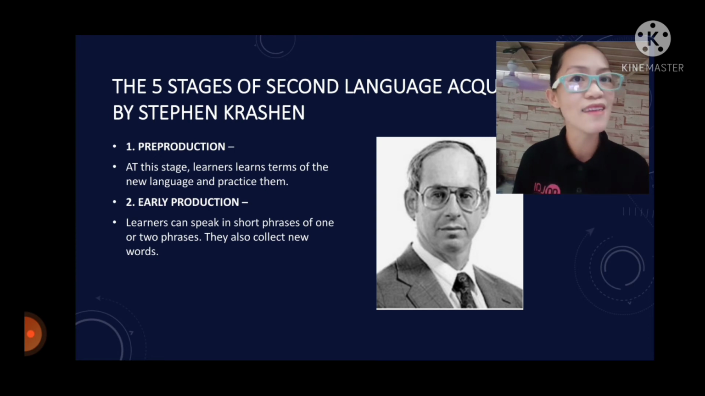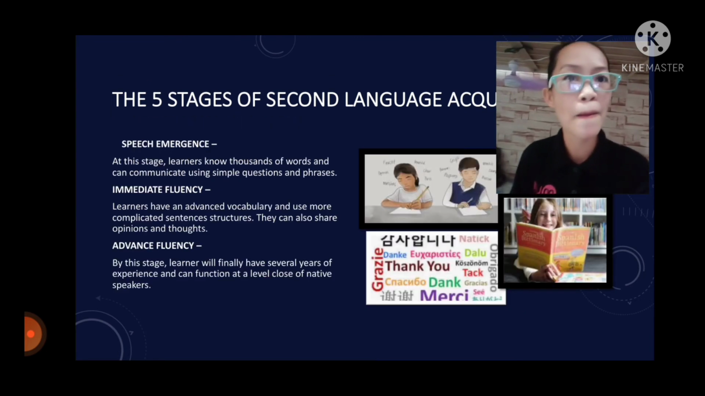Number 1 is the reproduction. Number 2 is early production. Number 3, speech emergence. Number 4, intermediate fluency. Number 5, advanced fluency. So let's go back to the first.